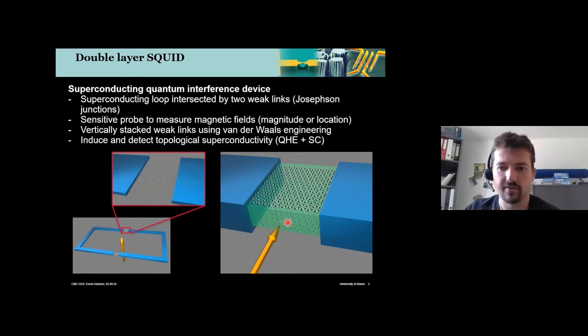The goal of this project is then in the end to study the coupling between quantum Hall edge states of the top and the bottom layer graphene, which can be counterpropagating depending on the charge carrier densities in the two layers. And by coupling these, we want to be able to induce and detect topological superconductivity, and our SQUID measurement is maybe then one tool to detect this state.